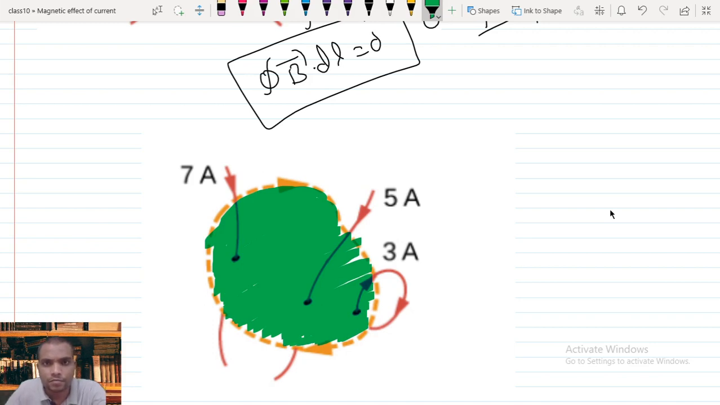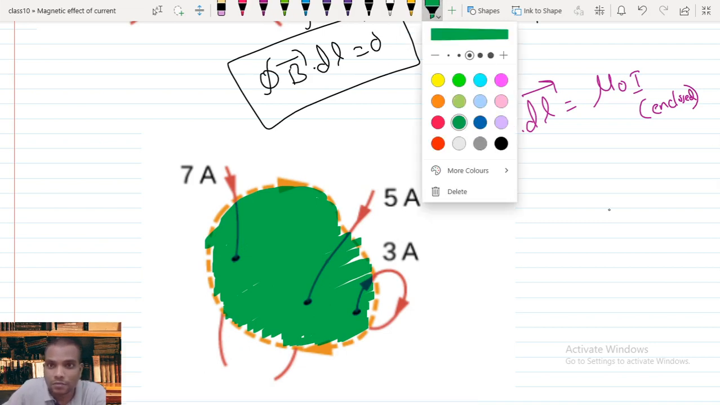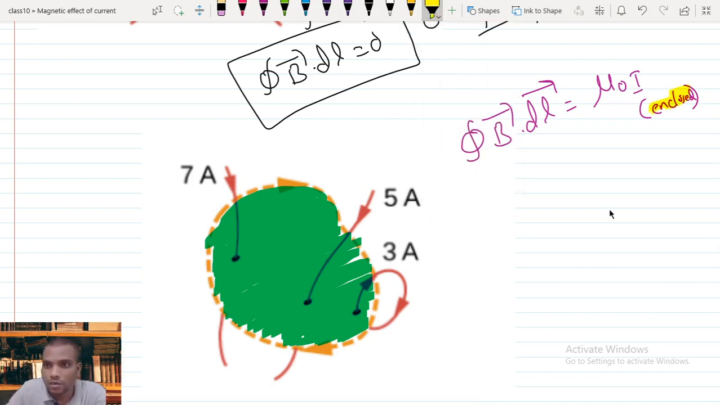Now I can apply closed integral of B dot dl equal to mu naught times I. I always like to write enclosed. It's very handy to remember. So this is something called stick to basics. Please always stick to the basics. Then things will be very easy to find out.